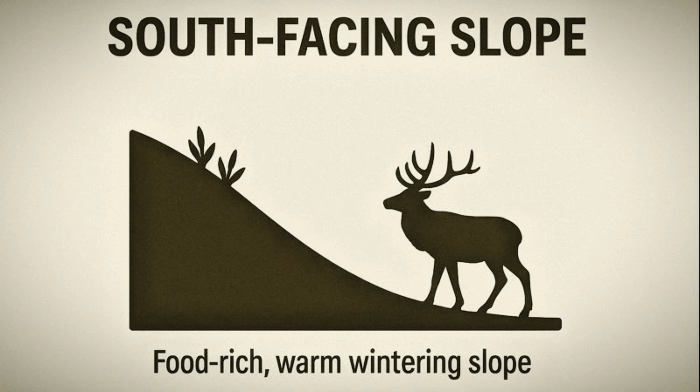Number 44 is south-facing slopes. Those are your warmer slopes with more abundant feed. Animals feed there in cooler months and during the late season.